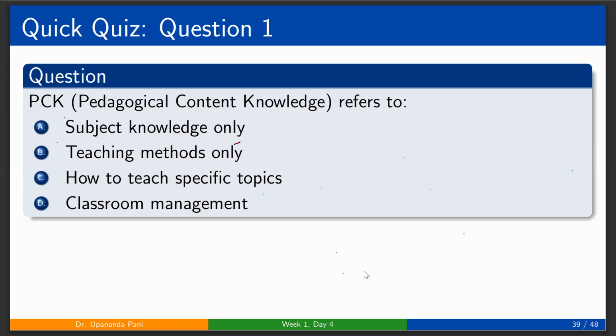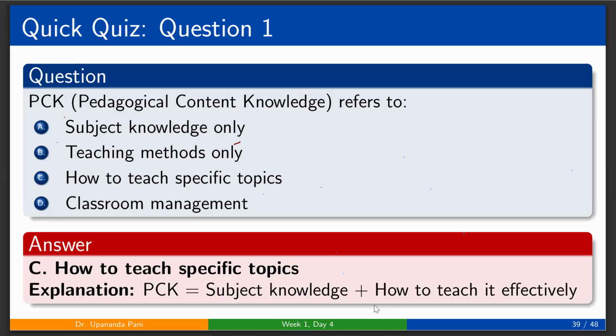So, PCK, that is pedagogical content knowledge. Already we have discussed that a teacher should have PCK. It refers to what? A, subject knowledge only; B, teaching methods only; C, how to teach specific topics; D, classroom management. I think Chinmay and Sapna have already answered. Thank you. Madhusudha has also answered. Right? Now let's see what the answer is. Answer is C. Thank you so much.